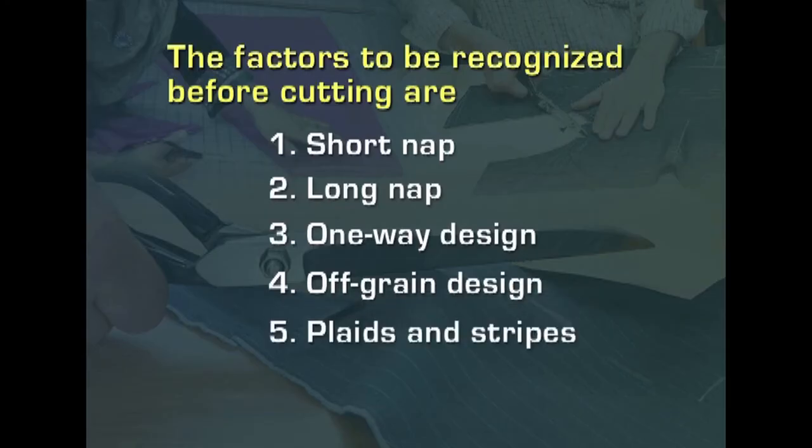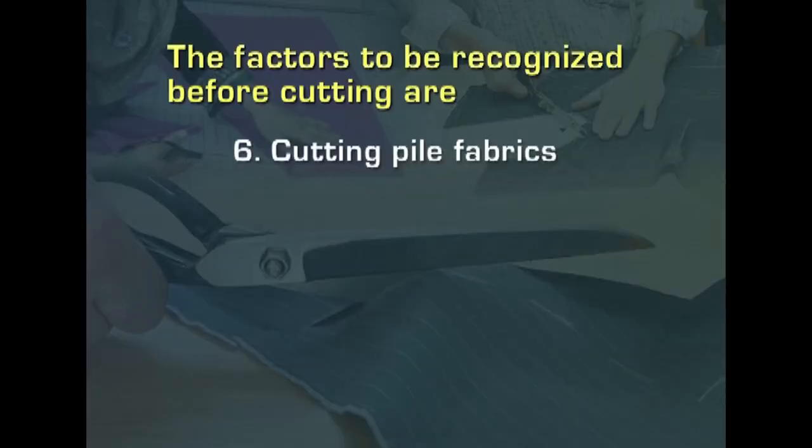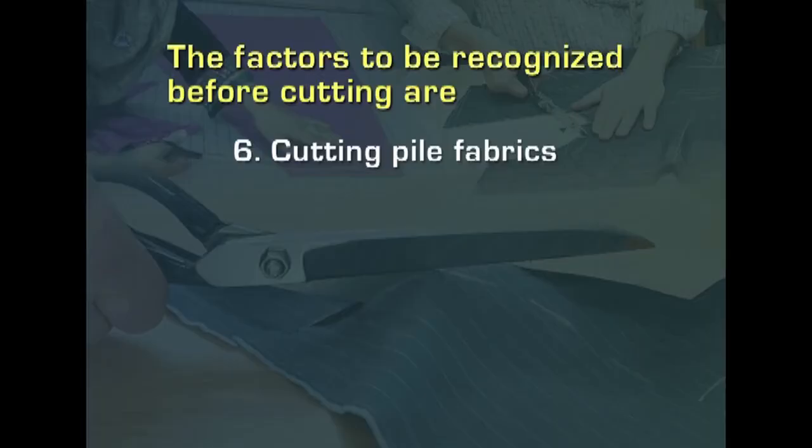Plaids or stripes. Most plaids and stripes and some prints require matching or planned placement. If a plaid or check is 1/4 inch or less in distance from one completed design to another, it is never necessary to match it. Cutting pile fabrics. In cutting pile fabrics such as fleece coating and velveteen, when the right sides are placed together, one side of the pile will constantly push against the other. For perfection in cutting pile fabrics, place together the smooth or wrong sides of the fabric.